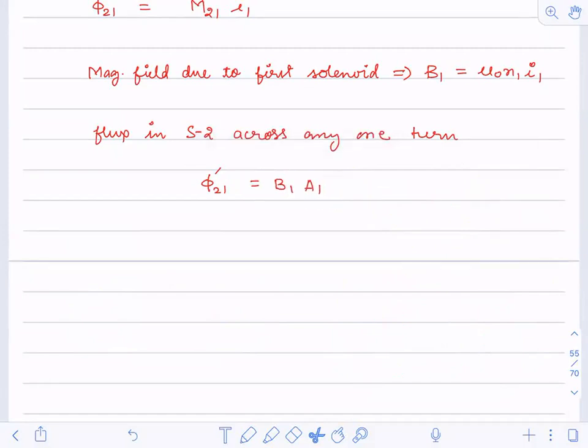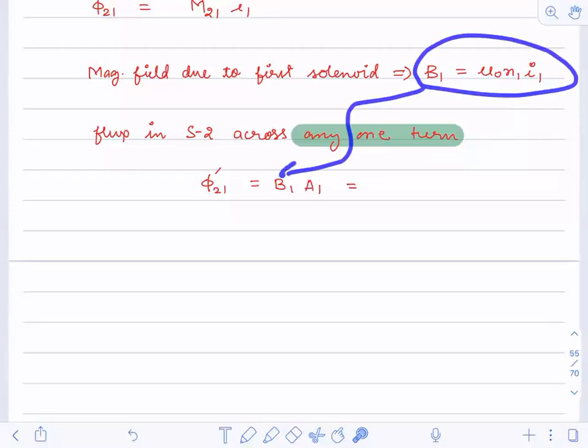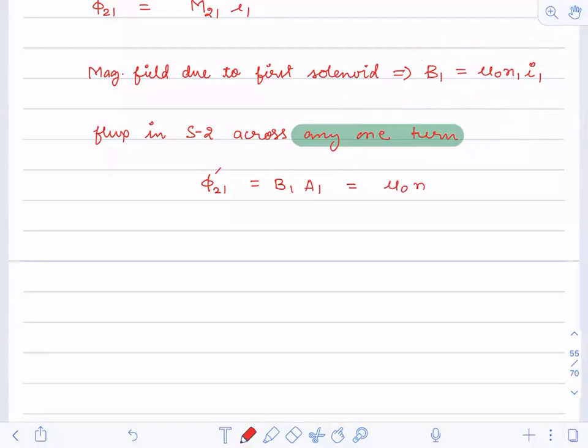B1 into A1 is the magnetic flux through any one turn. Across any one turn, keep this in mind. What will be the value of B1 now? Substitute the B1 value from here to here. What will you have? Mu naught N1 I1 A1. Will you have this?